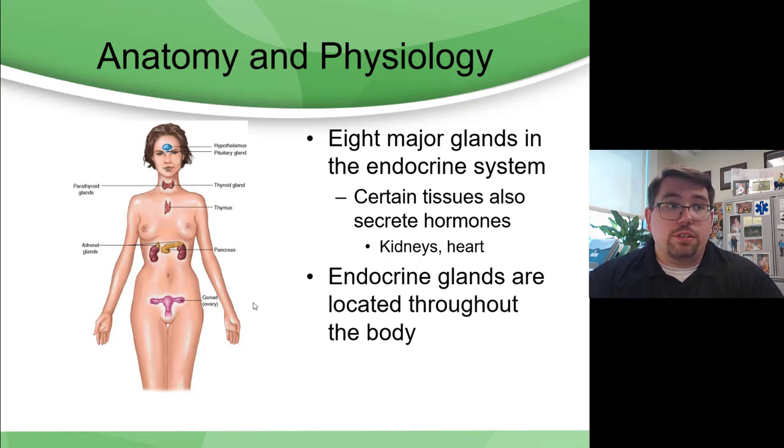In addition to the endocrine glands, many of the body tissues that you'll see have been found to have endocrine functions. Some of the organs that play a role as an endocrine organ include the kidneys, the heart, the placenta for our OB/GYN patients, and parts of the digestive tract. The big ones that we predominantly think about with hormones related to the endocrine system are going to be the heart and the kidneys. And again, these glands, as you can see in the image here, are located throughout the body.